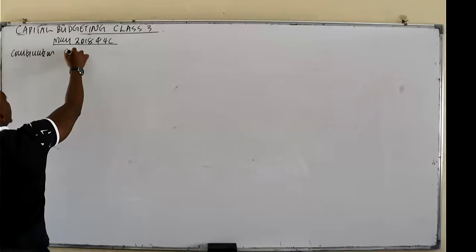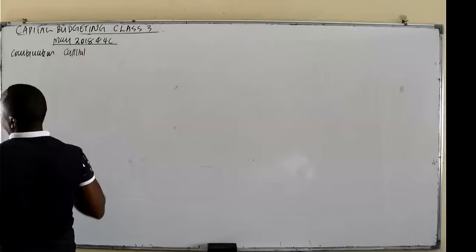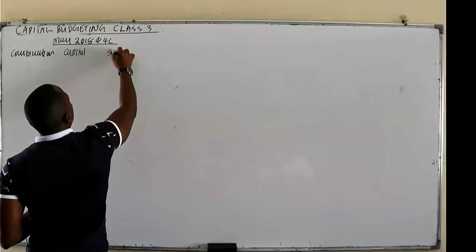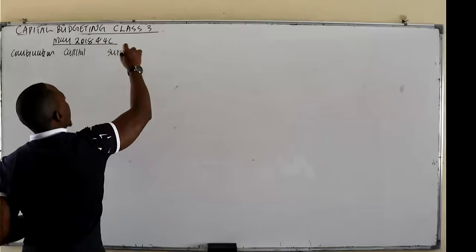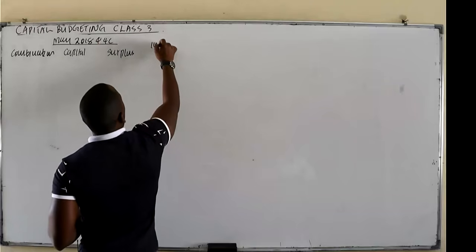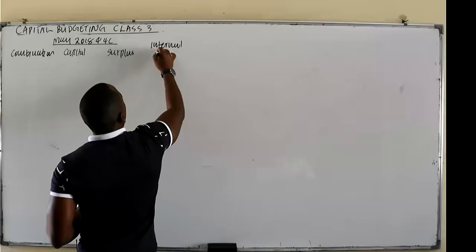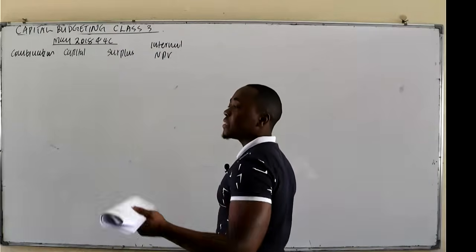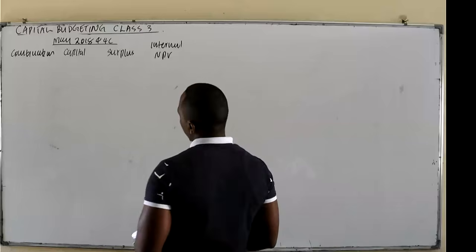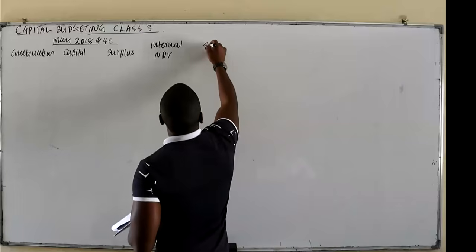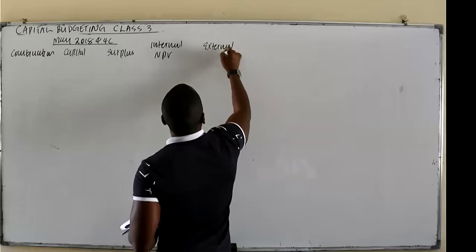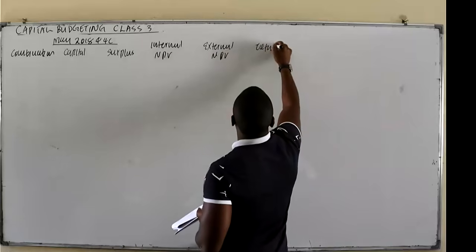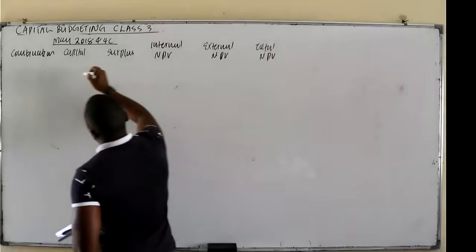So we have the combination. Have the capital required. Then we get the surplus. So then we can have what we call internal NPV. Then you were told that any surplus fund can be reinvested to earn a return of 14% to perpetuity. So we can also compute external NPV, and then we get the total NPV.